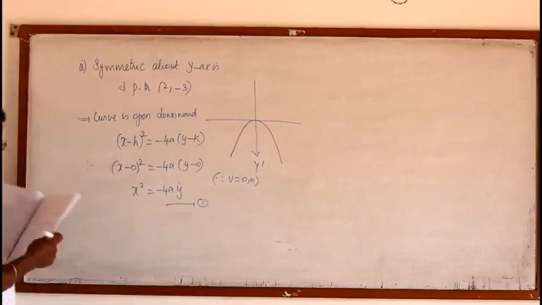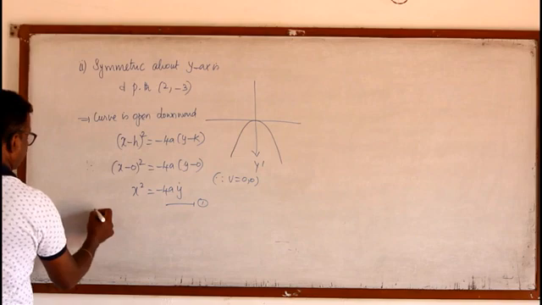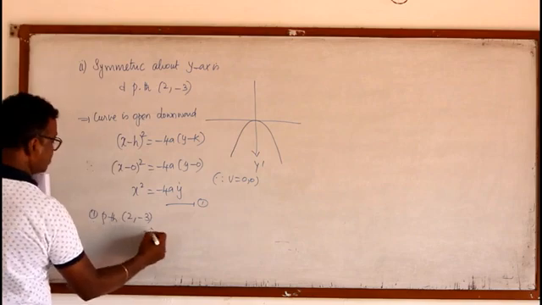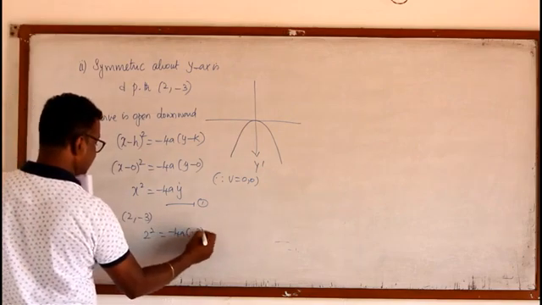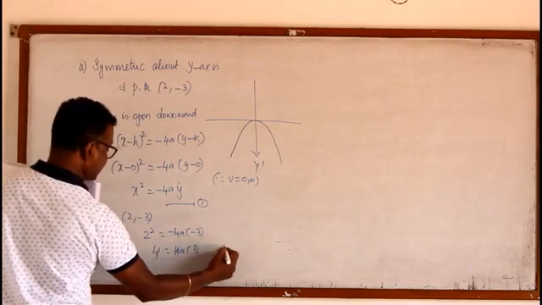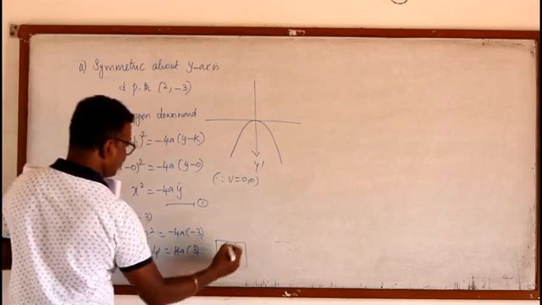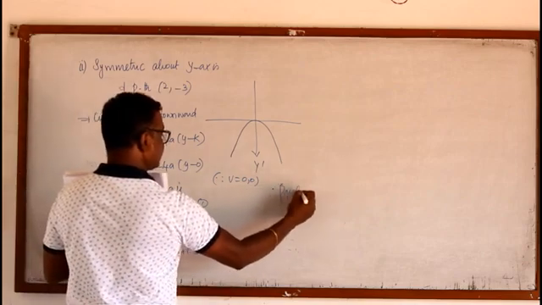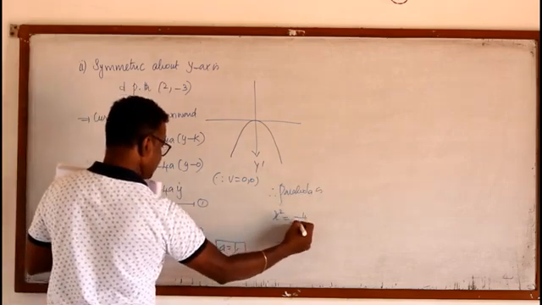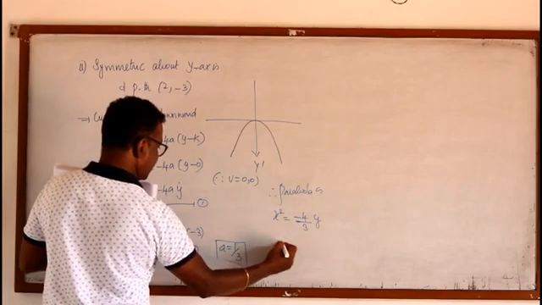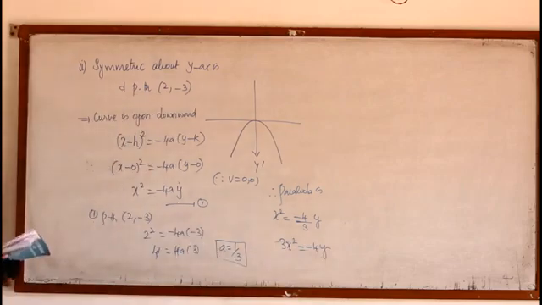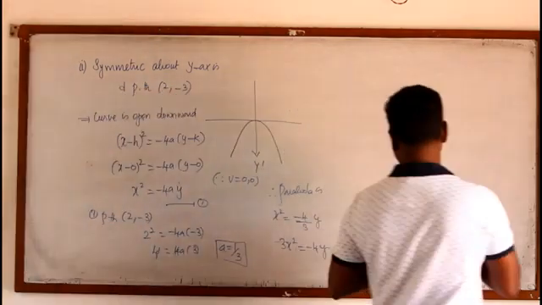This passes through (2, -3), as they gave. Substituting, it is 2² = -4a times (-3), so 4 = 4a times 3. 4 cancels, a = 1/3. Therefore, the parabola is x² = -(4/3)y, or 3x² = -4y. This is the equation of the parabola.